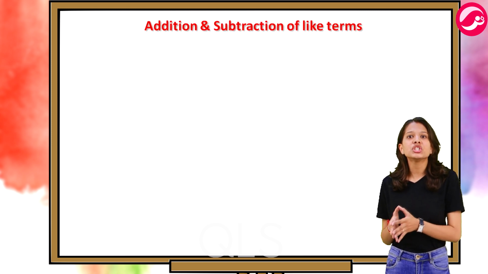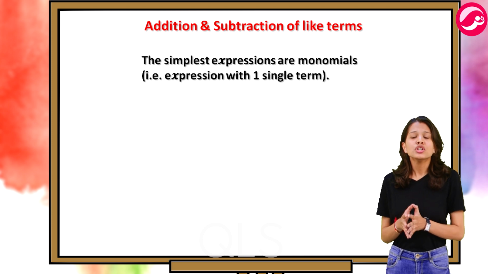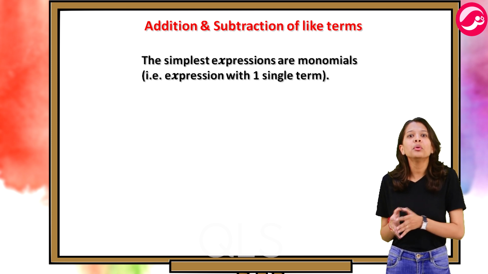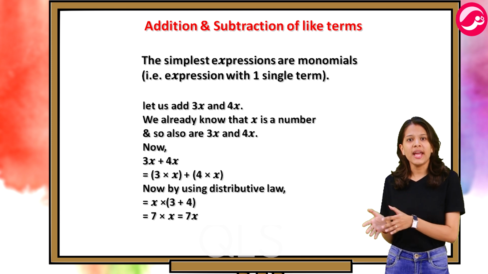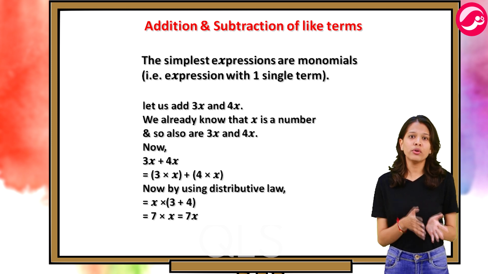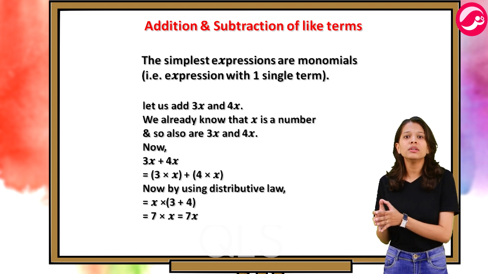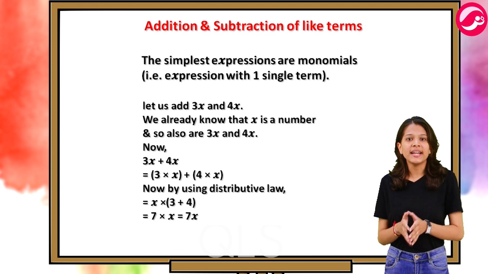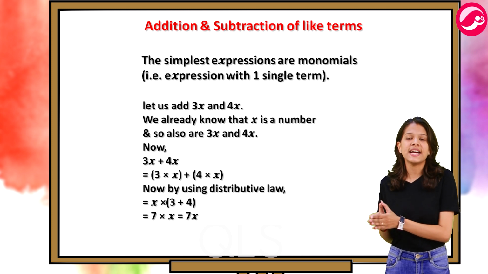Now, let's see addition and subtraction of like terms. The simplest expressions are monomials, that is, expressions with one single term. So, to begin with, we shall learn how to add and subtract like terms. Let us add 3x and 4x. We already know that x is a number, and so also are 3x and 4x. Now, 3x plus 4x is equal to 3 into x plus 4 into x. By using the distributive law, we take x common and get x into (3 plus 4) in brackets, which is equal to 7 into x, that is 7x.